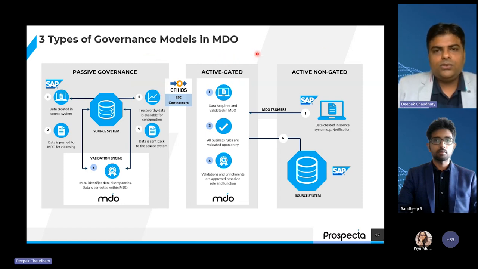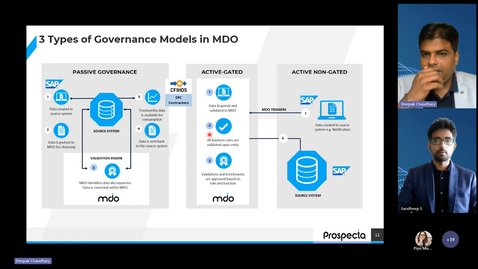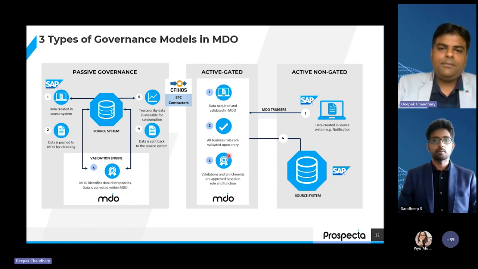And when it comes to the active governance, there are two approaches. One is gated, one is non-gated. So what we mean by gated is that all of your data will get created in MDO, right? And then all the business rules or the checks that you want to apply for that new master data creation will also happen in MDO. And then ultimately all the enrichment and workflows and approvals will also happen in MDO.